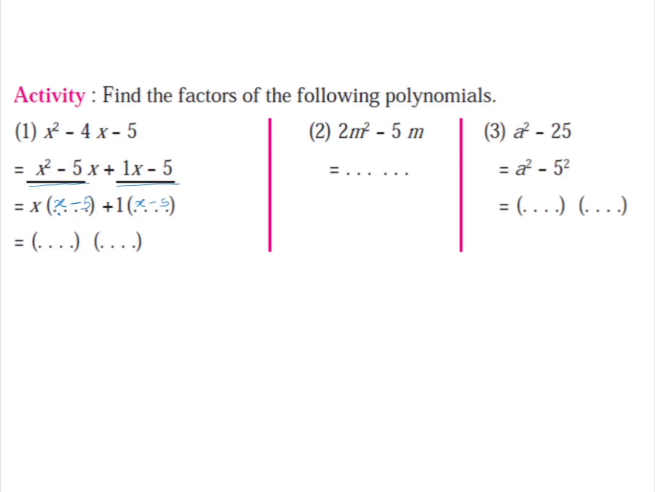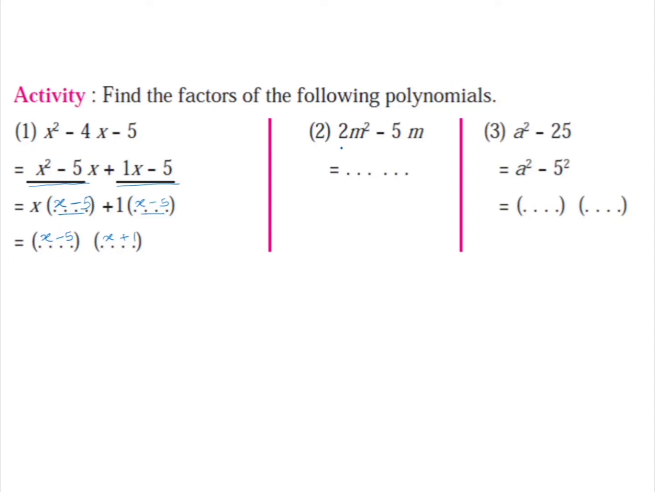Now both of these two brackets are equal, that is x minus 5. So that is kept in the first bracket, x minus 5, and in the second bracket we should have the remaining two terms, that is x plus 1. So x minus 5 and x plus 1 are the factors of x square minus 4x minus 5. As we can see, the polynomial given is a trinomial and it is written in the form of a product of two binomials. So these are the two factors of the given polynomial.